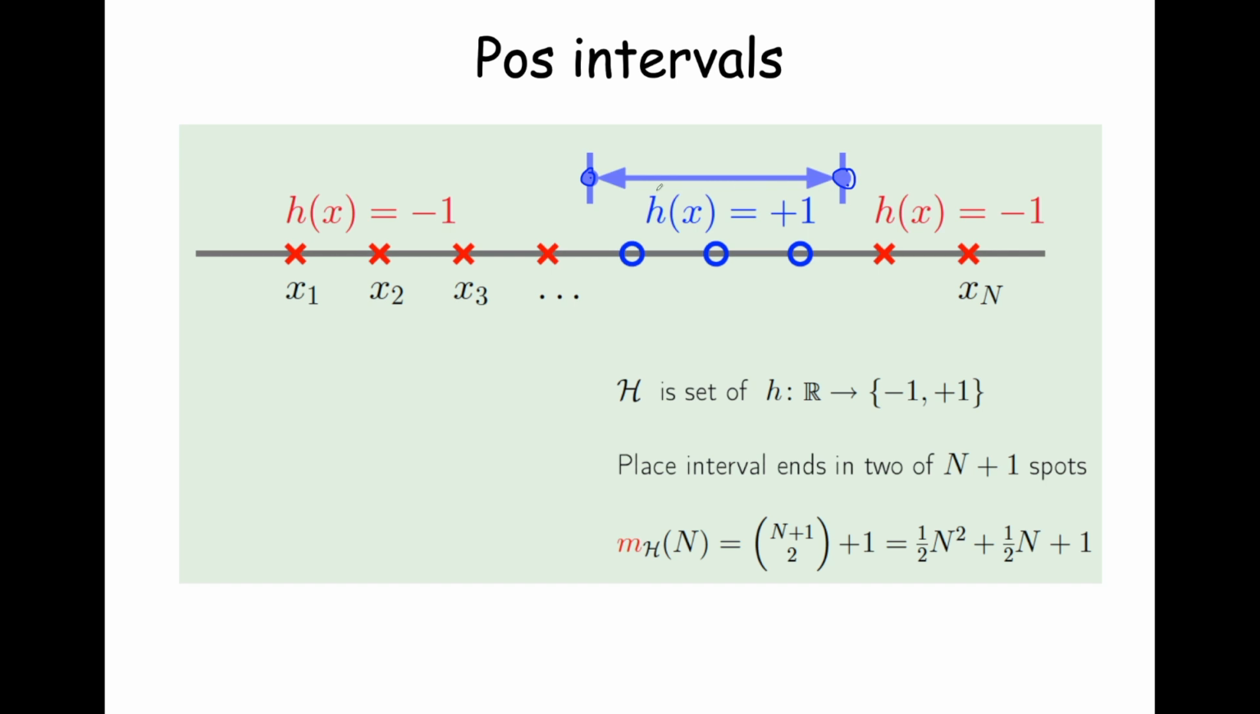And then all of those that are outside of that interval between the left and right anchor point, to the left or to the right, they're going to get a label of -1. And so if we want to count the number of dichotomies, this assignment of +1, -1 labels of this hypothesis, the set of positive hypothesis set, the set of positive intervals, if we want to count the number of dichotomies that it can produce, i.e.